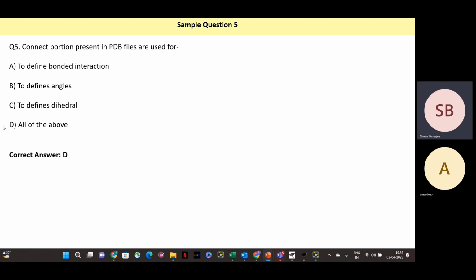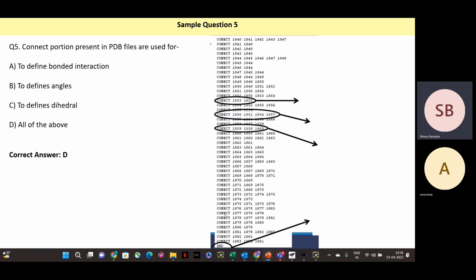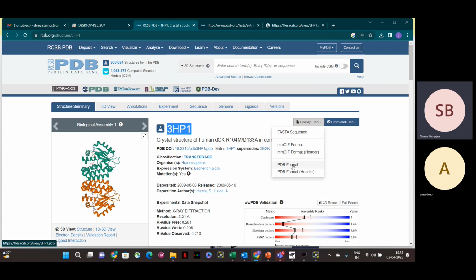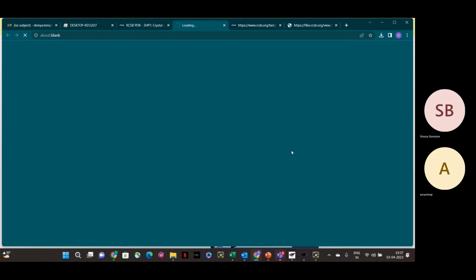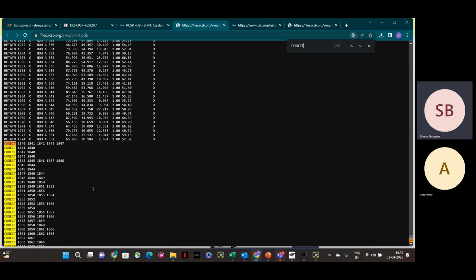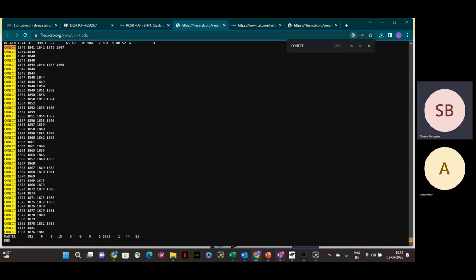So the correct answer is D, or all of the above. If you look at the PDB file that we have and go to display files and PDB format, you can see there are so many lines. This is called a reader. So this CONECT word is present in many lines.